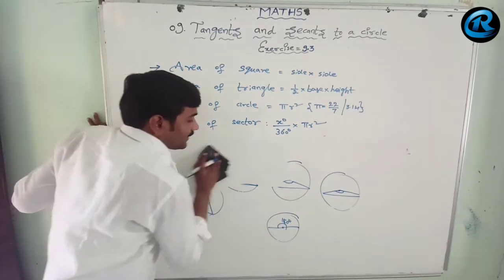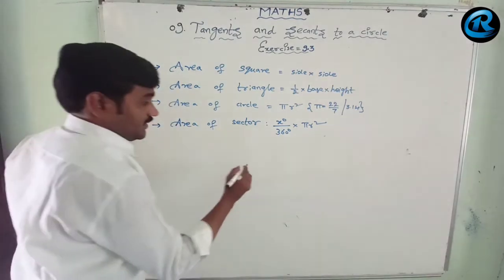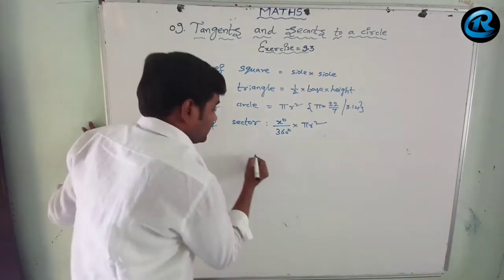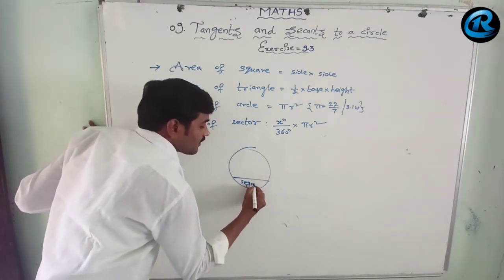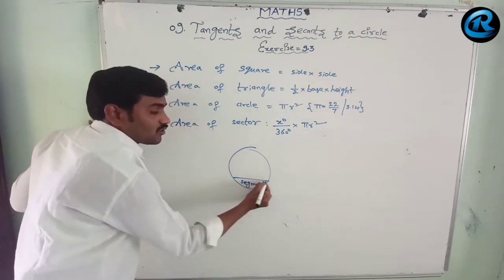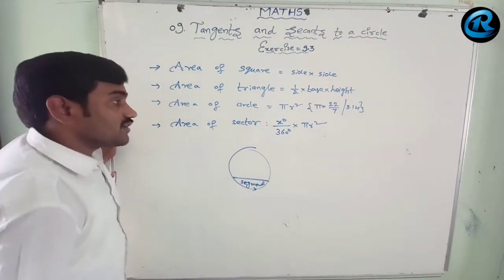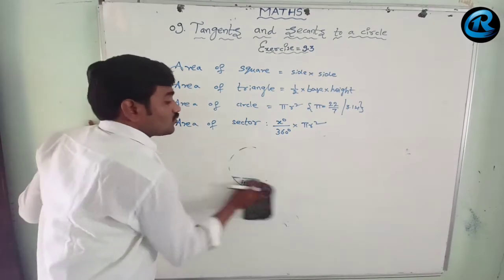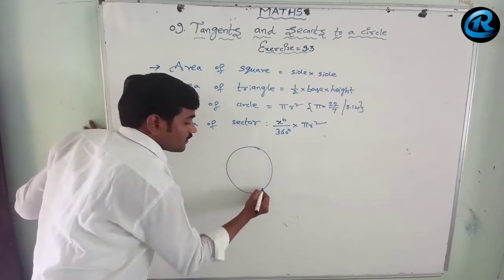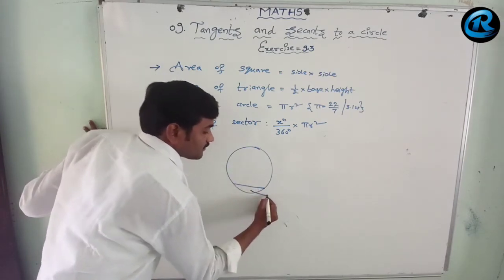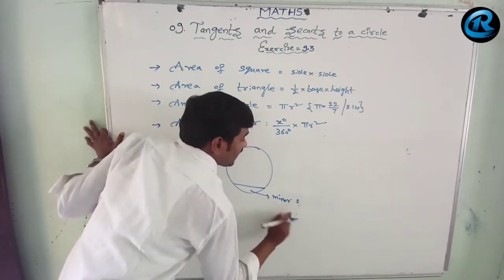Remember that. Now, what is the meaning of a segment? The area enclosed by a chord and arc is known as the area of a segment. There will be two kinds of area segments. Suppose this is the area of the minor segment. This is a minor segment.